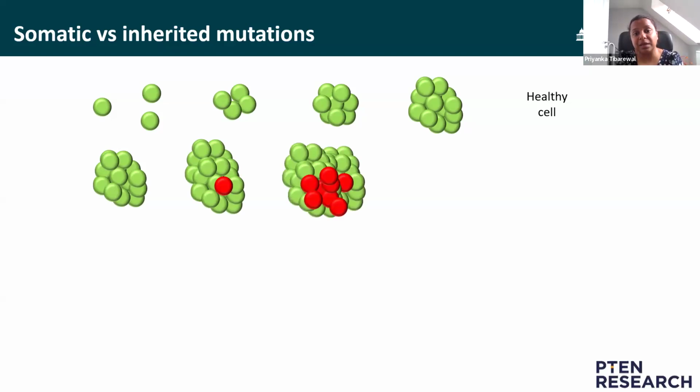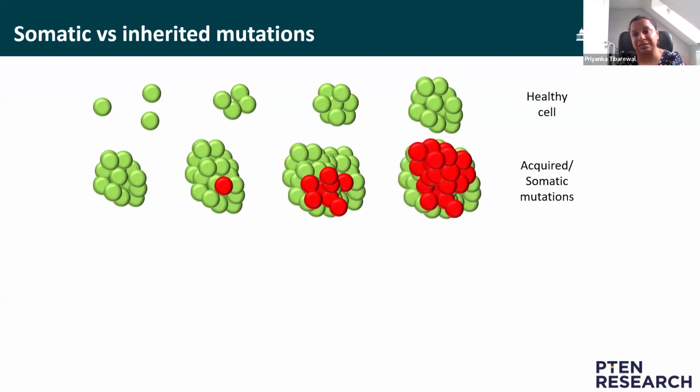And that is when you see that there are more of the red cells than there should be, because there should only be two red cells at the next stage, but they're growing a lot faster. Eventually they are the ones that take over the body and lead to diseases such as cancer. Now this, which happens during your lifetime, is called an acquired or a somatic mutation.